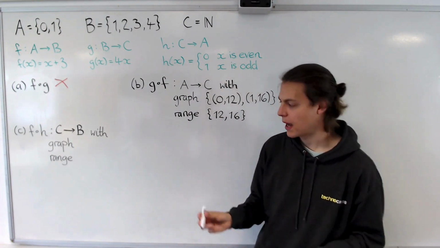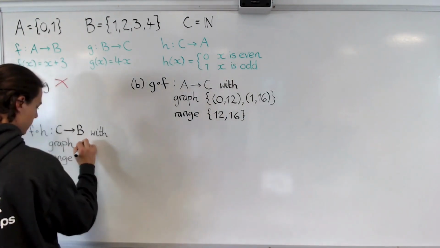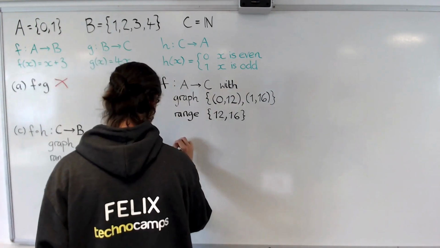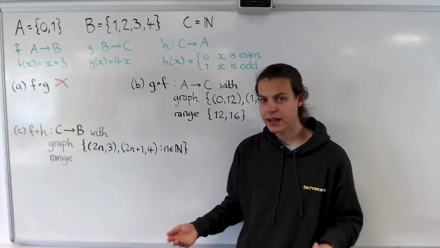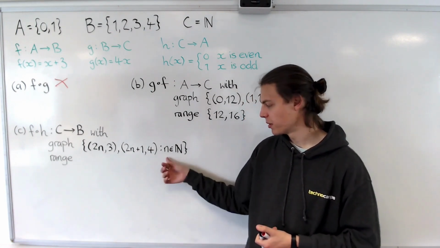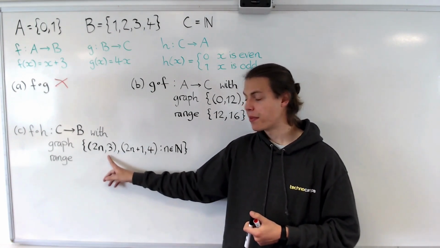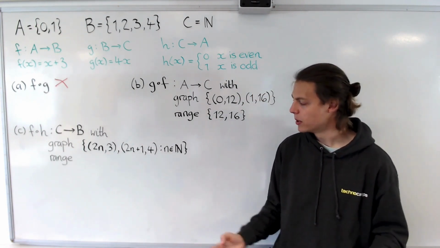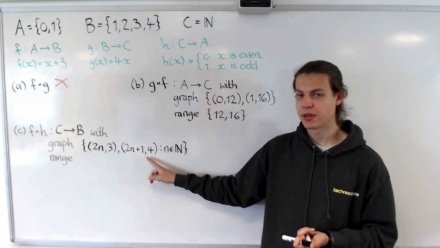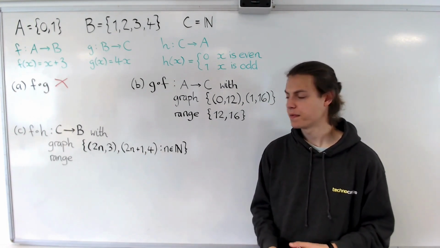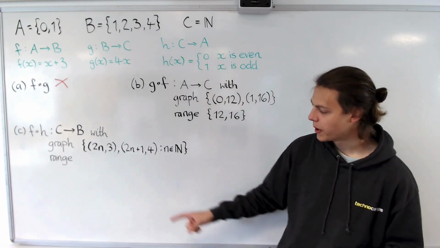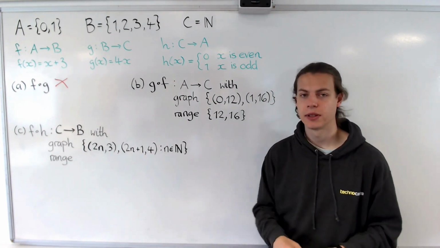So here's how we can write this as the graph. So any even number, that is any number of the form 2n, for a natural number n, will be mapped to 3, and any odd number, that is any number of the form 2n plus 1, will be mapped to 4. And that's the complete graph. So what's the range of this function? Well, we are either mapped to 3 or to 4. So that's our range.